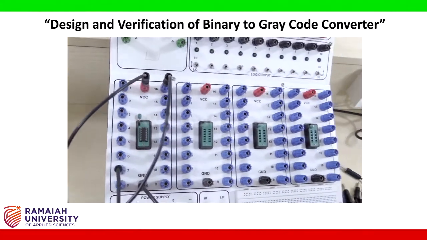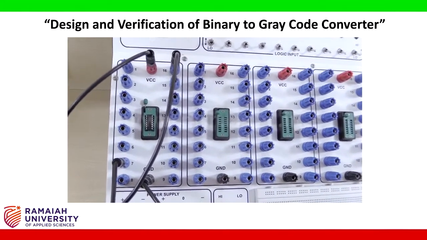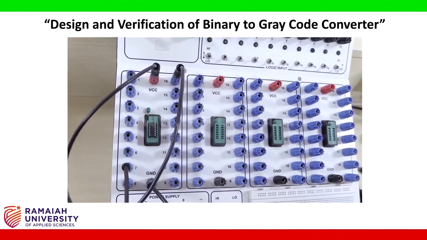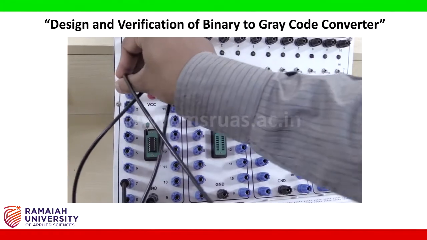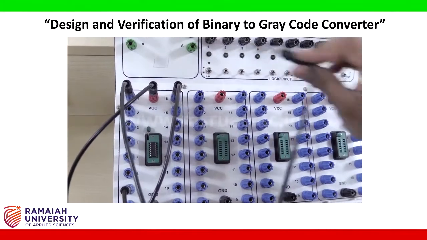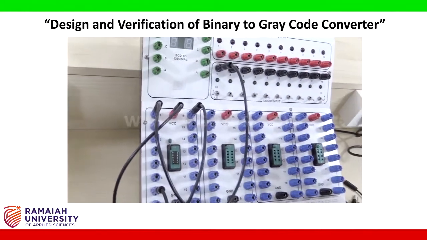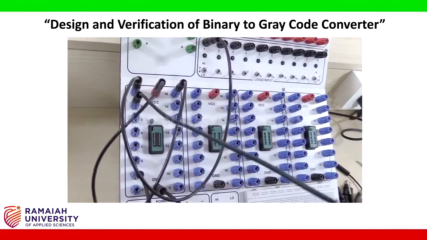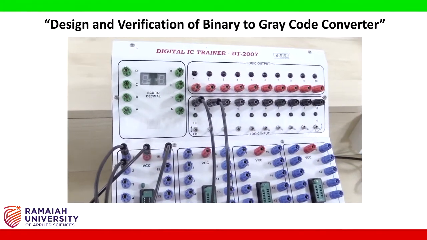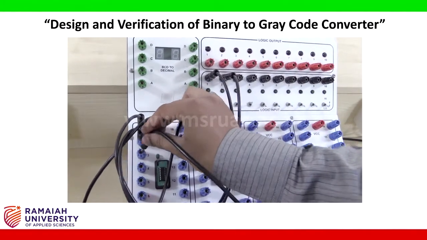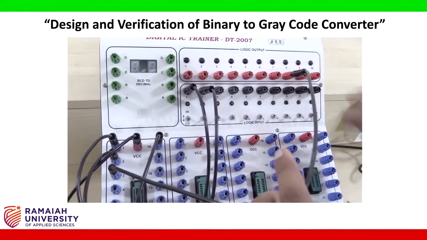Now as per the logic diagram, there are 4 inputs and 4 outputs. Inputs are B3, B2, B1 and B0. Outputs are G3, G2, G1 and G0. So now pin number 1 of the XOR gate is connected as one of the inputs, that is B3. I am connecting to the input knob. And pin number 2 of the XOR gate is connected as one more input, that is B2. Pin number 3 of the XOR gate is connected as the output, that is G2.